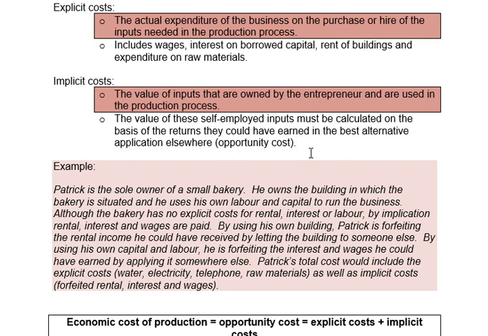So to put a value on these implicit costs, we have to ask: if the entrepreneur wasn't using these inputs in this business, how much money could he have earned elsewhere if he used his inputs elsewhere? That is the rate of return. How much would he have earned if he used his resources differently? The example explains it better.